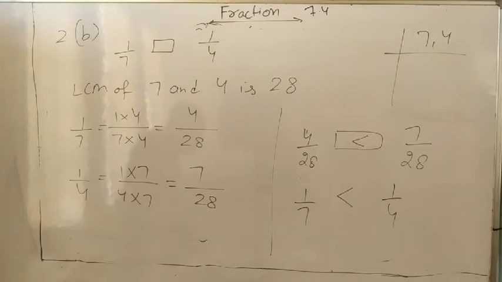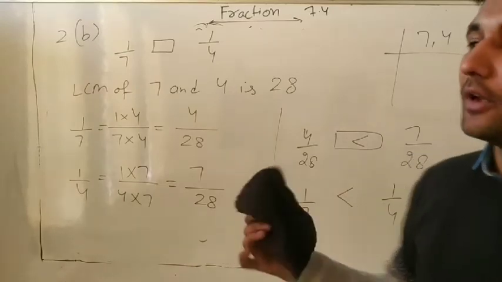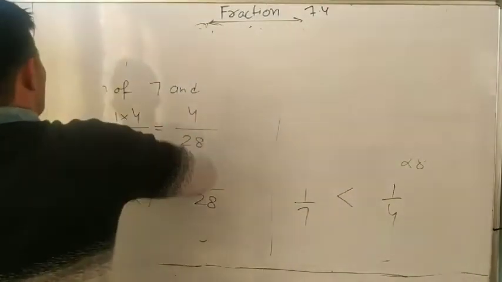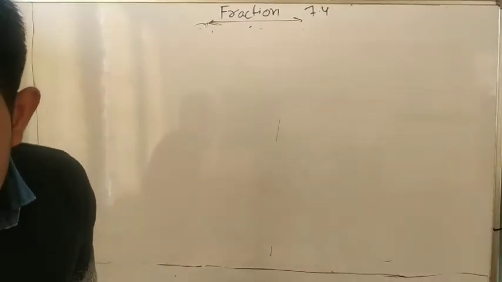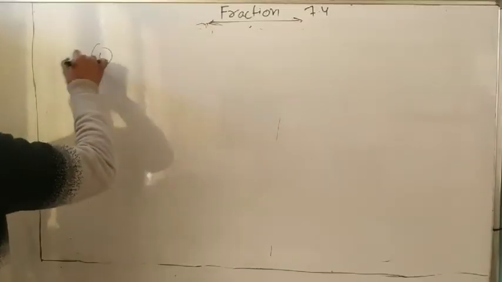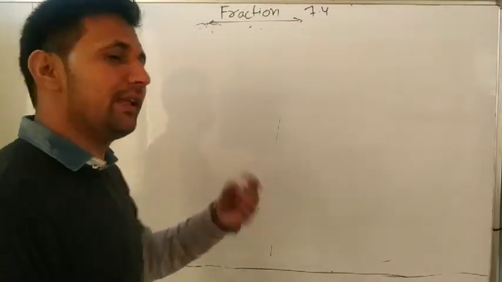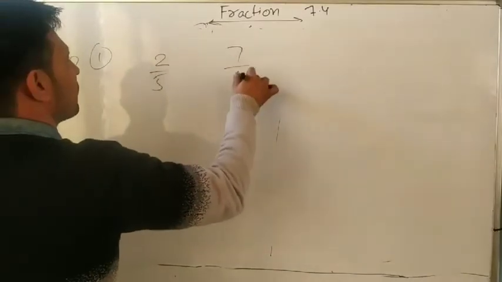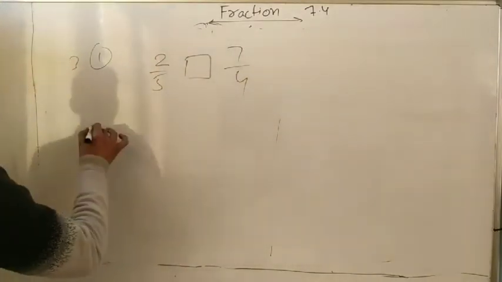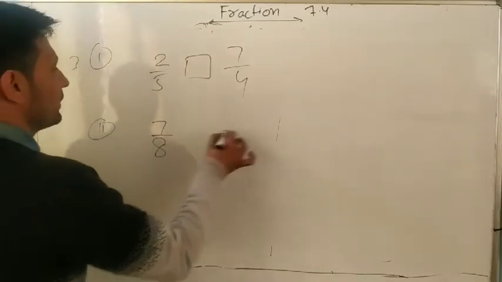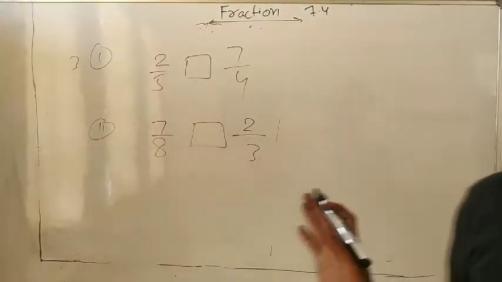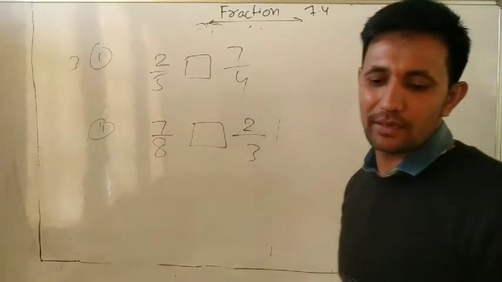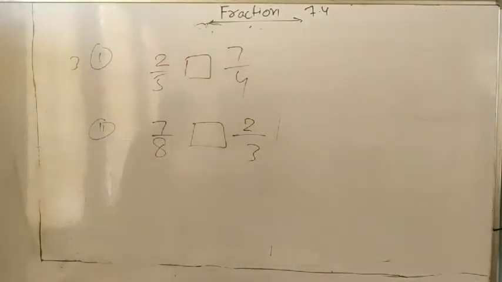So for the second part, do all of it yourself. And question number 3, you have to make yourself. Write any other example. Make 5 more such pairs and put the appropriate sign. For the third question, you can write any fractions yourself, like 2 by 5 and 7 by 4, and find the LCM. Or another, 7 by 8 and 2 by 3. Like this you can make any example, write any fractions and put the sign.